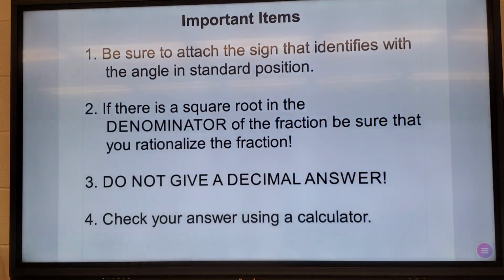Step 3 there is very highly important. Again, do not give me a decimal answer here. I am looking for the exact value. Okay? If it is 1/2 and you give me 0.5, that would be okay. However, if it's the square root of 2 divided by 2, then you cannot give me that as a decimal. Okay? I want the square root of 2 over 2.